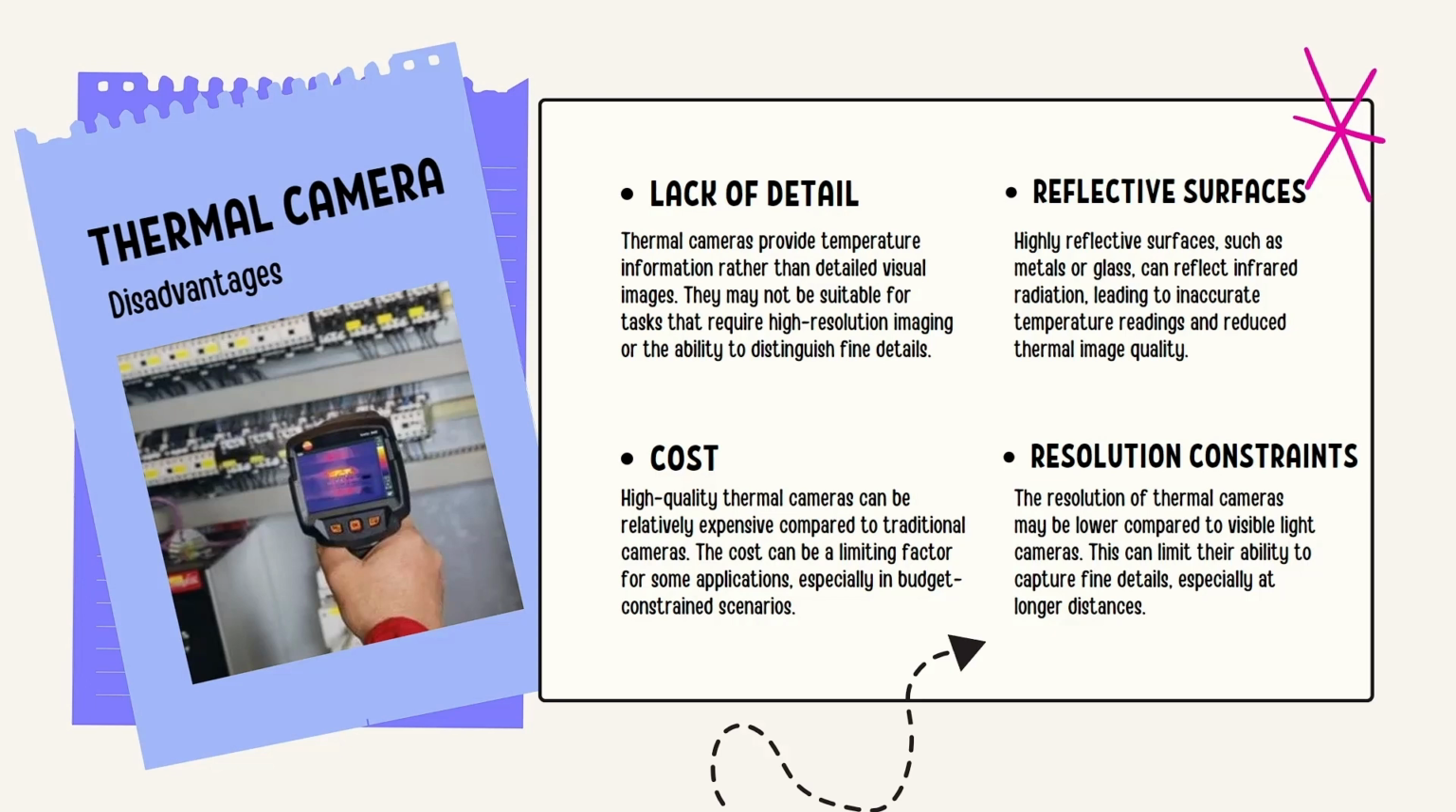Next, we have resolution constraints. The resolution of thermal cameras is definitely lower compared to visible light cameras. Thus, this can limit their ability to capture fine details, especially at longer distances. Basically, fewer layers of temperature are detected when we move to larger distances for temperature imaging.